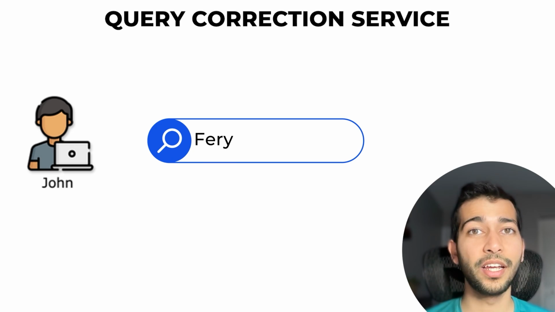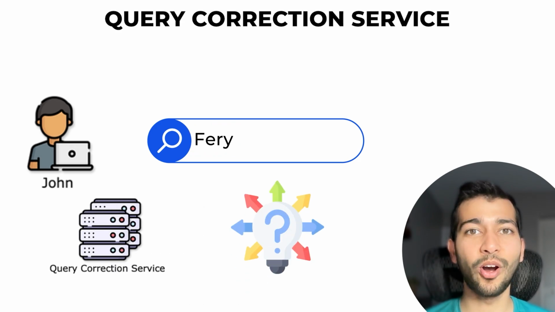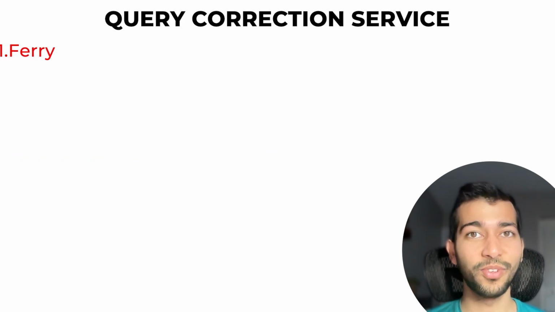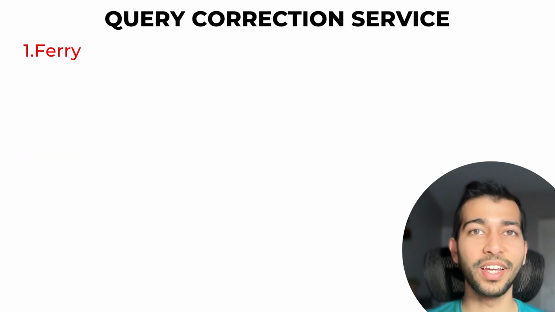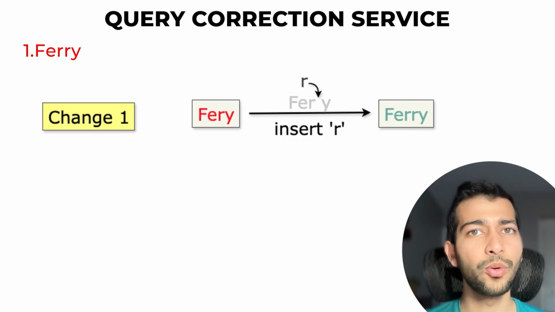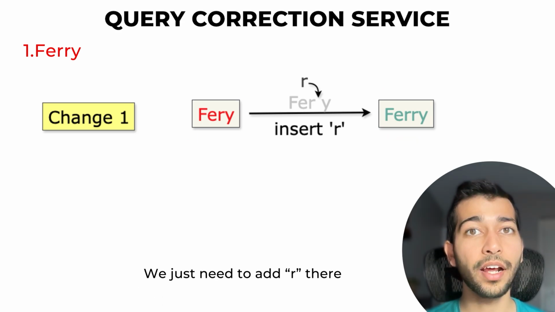Now imagine the query correction service is trying to figure out which word John meant when he typed FERY. There could be multiple options, so let's explore all of those. Let's look at our first one, which is FERRY. Here, there is only one transformation needed to convert FERY to FERRY. We just need to add an R there.